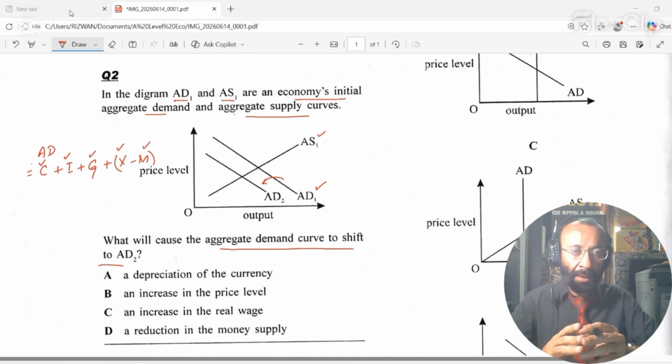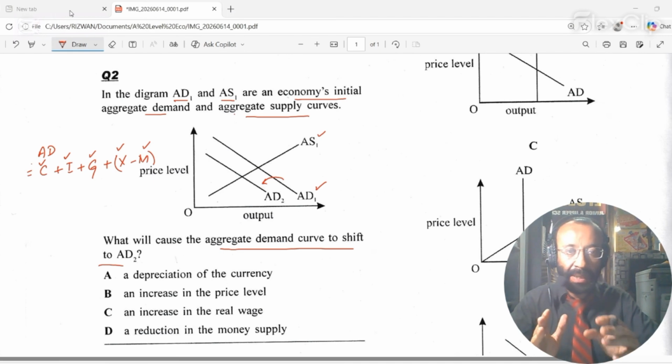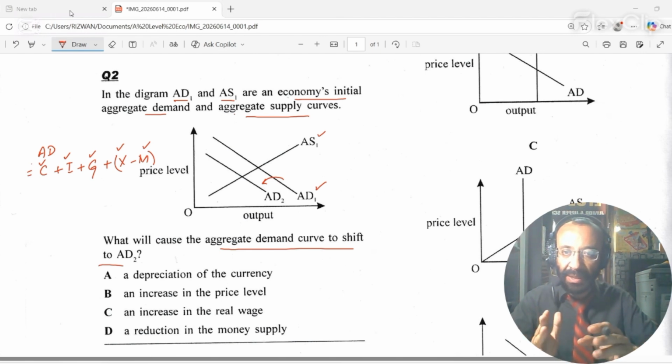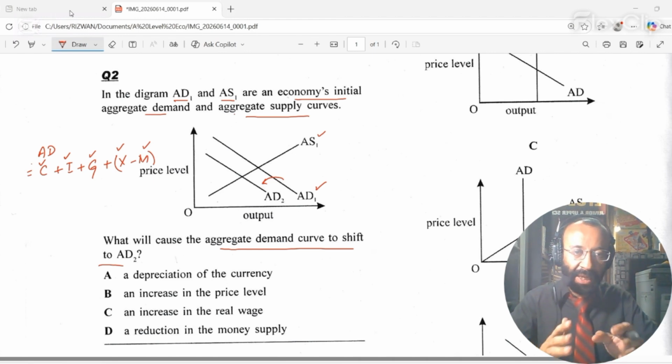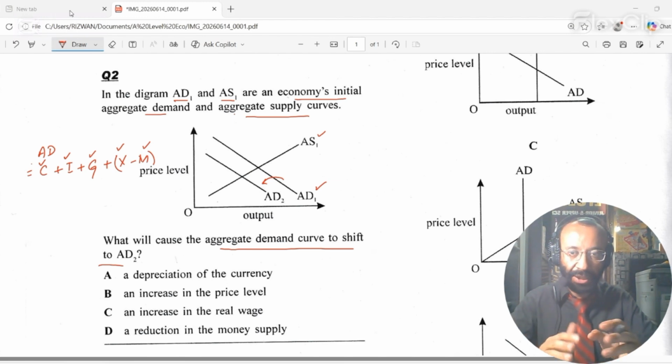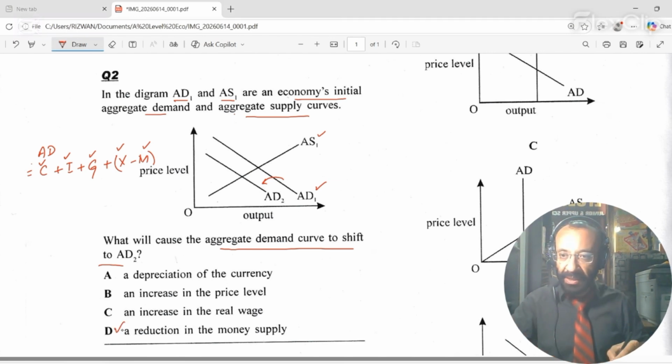So remember, when the central bank reduces the money supply, that is contractionary monetary policy, and interest rates typically rise. Higher interest rates make borrowing more expensive for the consumers and the firms, leading to a decrease in consumer spending C and a decrease in business investment I. It causes aggregate demand to shift leftward from AD1 to AD2. So, D part is the right answer, a reduction in the money supply.